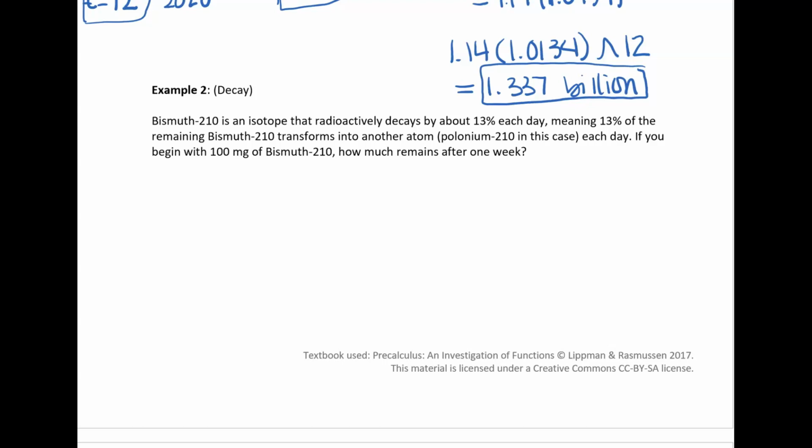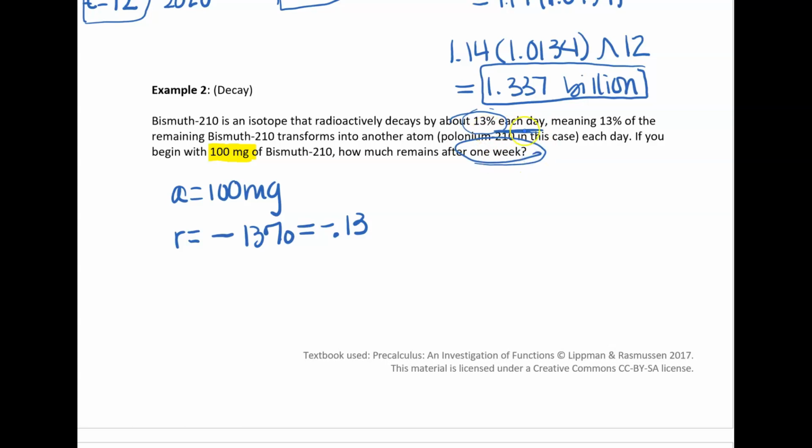So let's pull our pertinent information that we know. First of all, we are starting with 100 milligrams. So that right there is going to be your initial value of 100 milligrams. And then you see that you have a rate of it decaying by 13% each day. So my rate is going to be equal to negative 13% because it's decaying. And so that would be negative 0.13 because you always want to convert it to a decimal. And then it says if you begin with 100 milligrams, how much remains after 1 week?